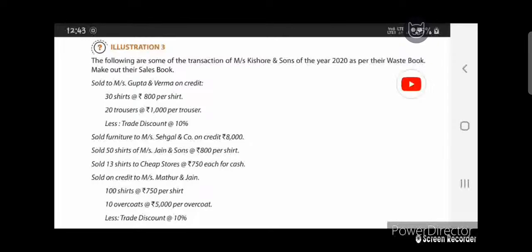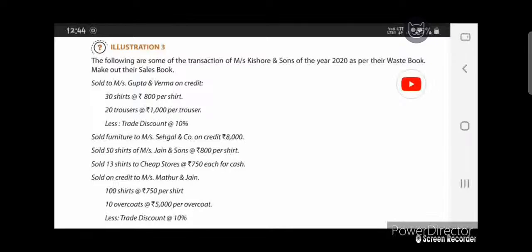They have first sold on credit to Mr. Gupta and Verma. To Gupta and Verma Company they sold 30 shirts at rupees 800 per shirt, and 20 trousers at rupees 1000 per trouser, and the discount they have given is 10%. 10% is the total trade discount.